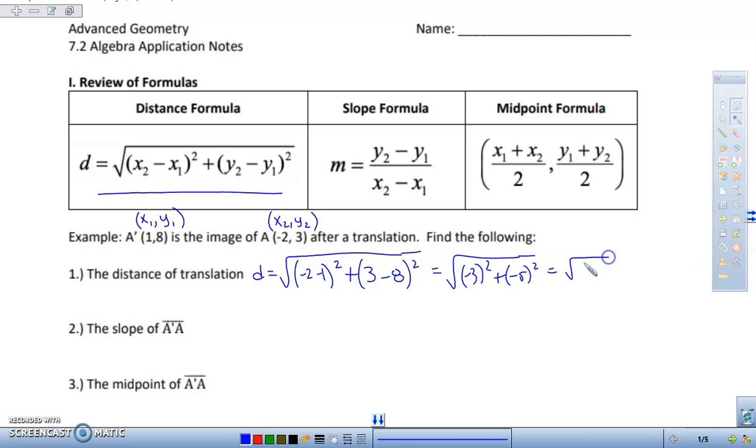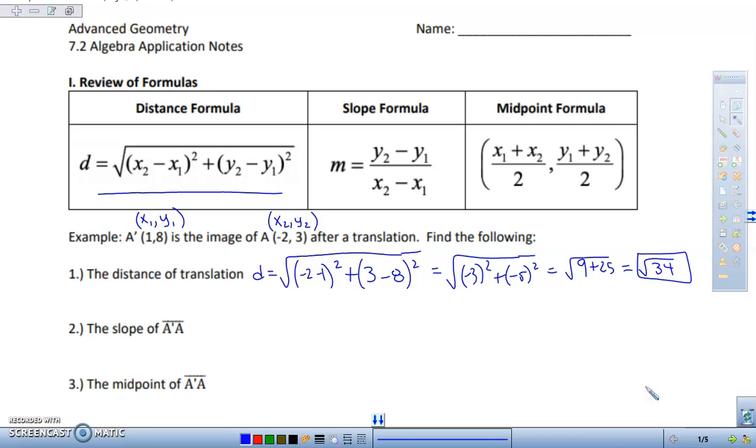So that would give me the square root of 9 plus 25, which is equal to the square root of 34. Now, if that was a perfect square, I'd like for you to actually give me what the value was. So, for instance, if it turned out to be the square root of 36, I'd want you to tell me 6. But in this case, the square root of 34, I like that better than you giving me some sort of decimal. It's better than 5 point something. It's a bit more accurate. So you would say the distance of translation there is the square root of 34.